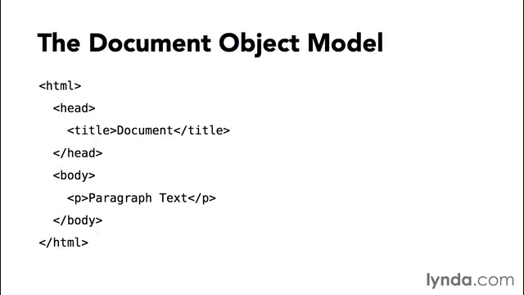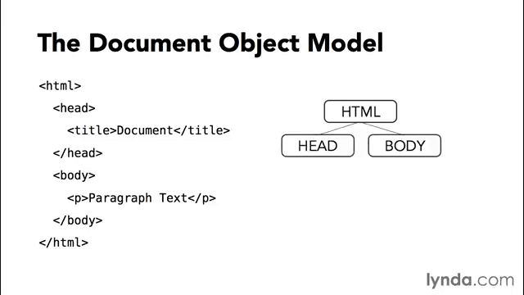Suppose I had an HTML document, and this is a pretty simple one on the left here. I've got my HTML tag, and inside there I've got the head and the body. The head has a title, the body has a paragraph. The DOM represents this document as a tree structure. At the top is the HTML node. Inside the HTML node are the head and the body, and these are said to be child nodes of the HTML node, which is the parent. Then inside the head and body are the title and the paragraph tag.